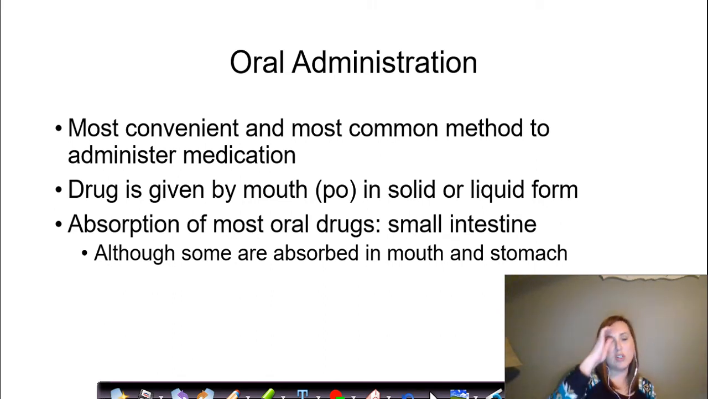So oral administration, this is the most convenient and common method to administer medication. A drug is given by mouth or PO in solid or liquid form, and absorption of most oral drugs is in the small intestine. Some are absorbed in the mouth and stomach. We talked about those sublingual medications that can be absorbed in the mouth. But most of them are going to be absorbed in the small intestine.